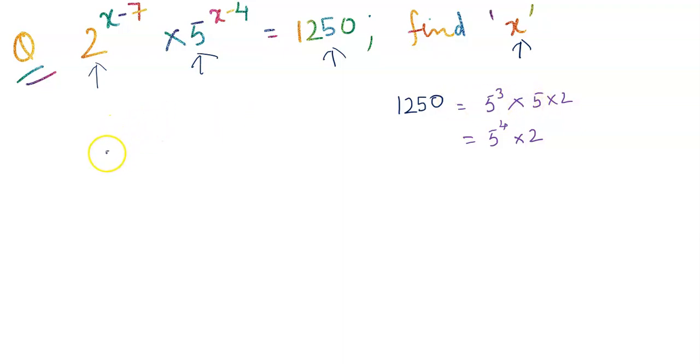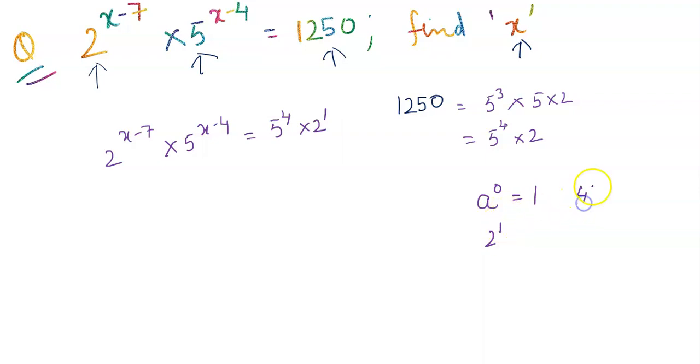So this means 2 raised to the power x minus 7 into 5 raised to the power x minus 4 is equal to 5 raised to the power 4 into 2 raised to the power 1. When there is no power, then it is 1. So don't think that anything raised to the power 0 can be anything. No, anything raised to the power 0 is 1. But if there is any number, the power is 1. Suppose if I write 4, so here the power is 1. And if it is 4 raised to the power 0, then this is 1. Be careful of this.